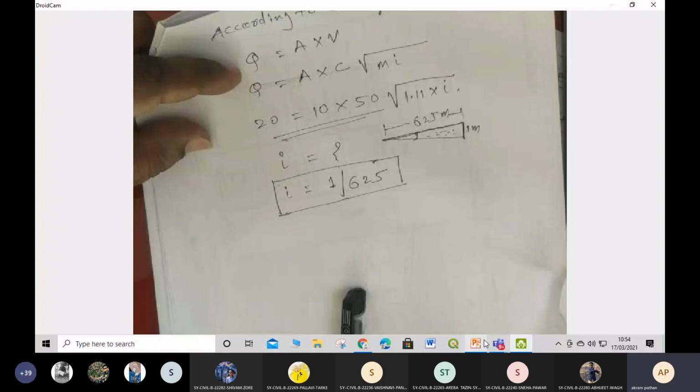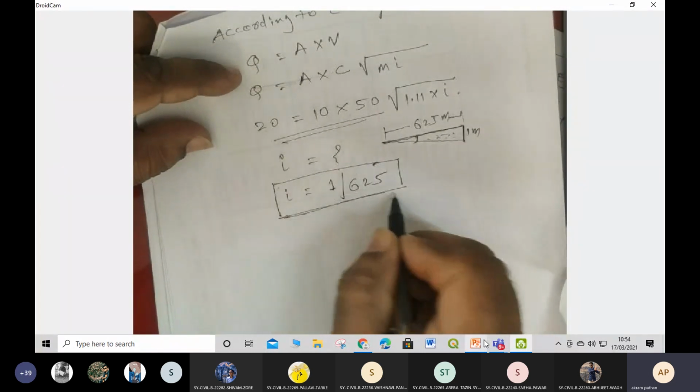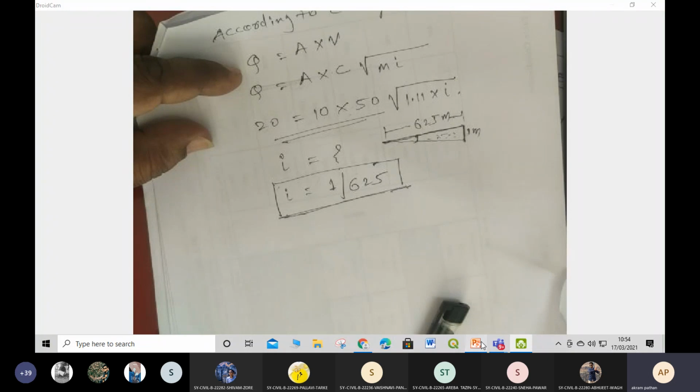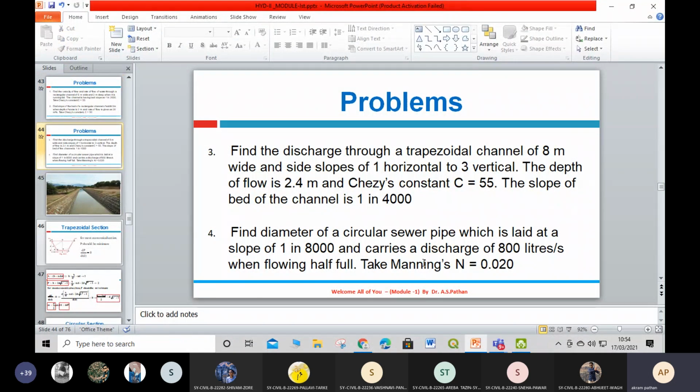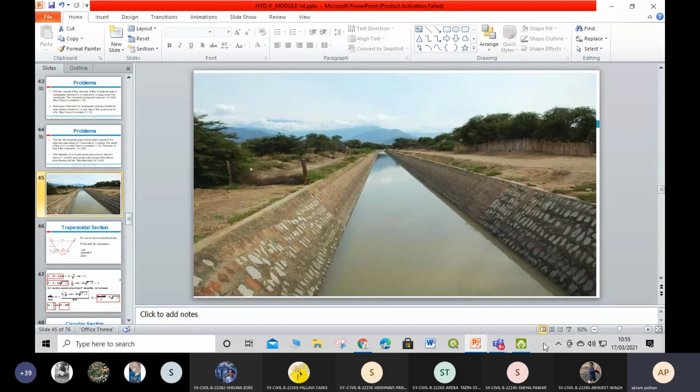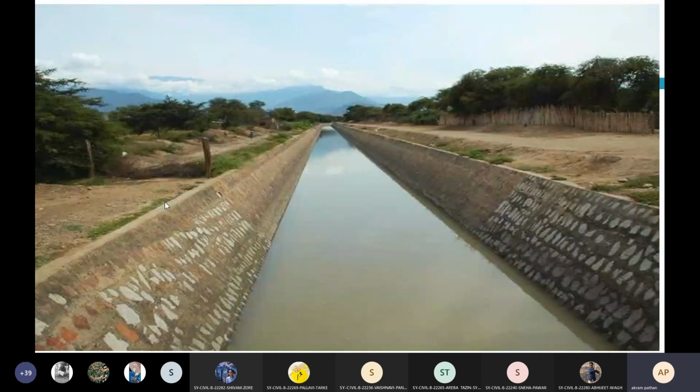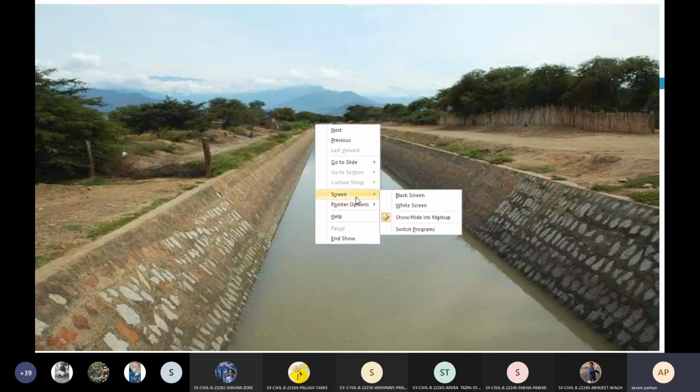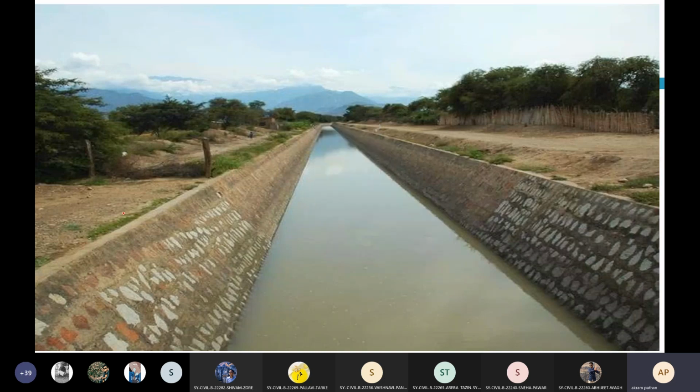So this is the problem on the rectangular channel, okay. Then we have a trapezoidal channel. Before solving this problem, we have to solve one derivation with respect to the trapezoidal channel. So what is a trapezoidal channel? See here, we have a trapezoidal channel. This is a ground level again. Then we have a slope. Now this is known as the slope for the trapezoidal.